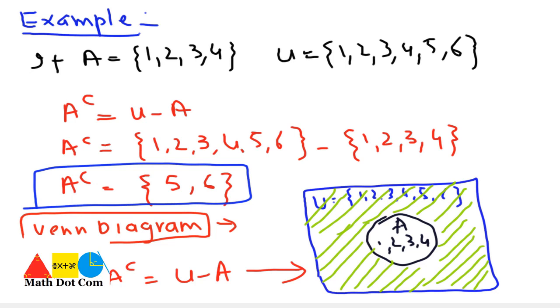This is how you can represent the complement of a set through a Venn diagram, and mathematically through a solution. Now these are a few examples. Let's have one more example, a very simple one. Two or three examples help in clear understanding.